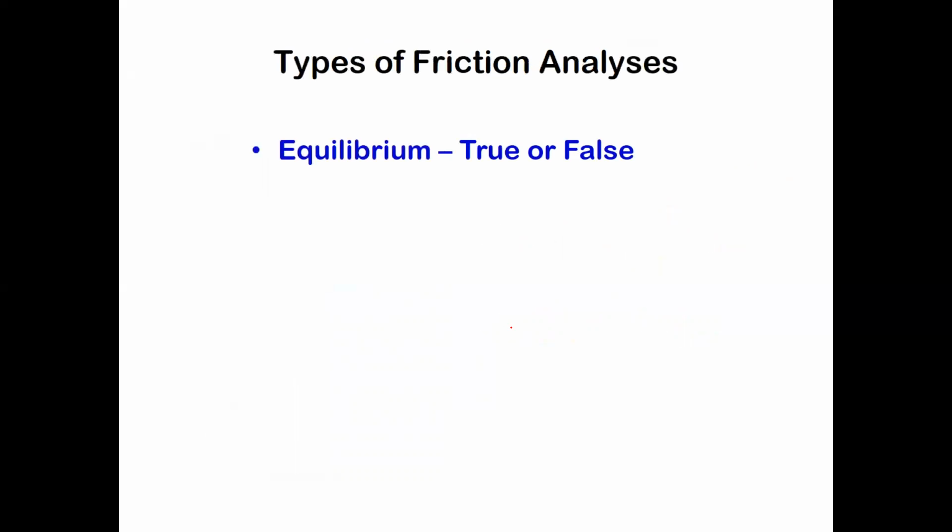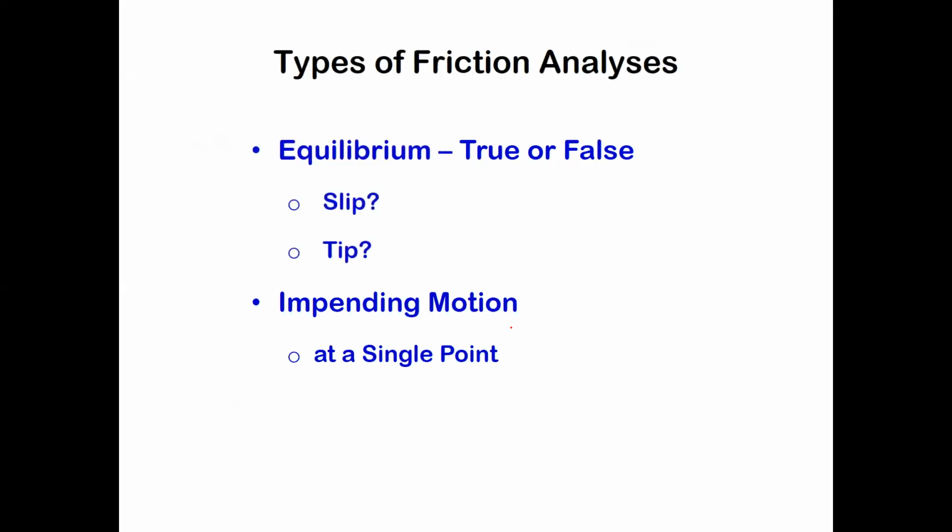So the kinds of analysis we're going to do, first we might have to know, is this body going to be in equilibrium under these circumstances? True or false? If it is going to move, is it going to slip first? Is it going to tip first? If you push a refrigerator from the top, is it going to tip over? Is it going to slide? Or what is the force of impending motion if this thing's going to move at a single point, or if there's multiple points where the thing can move? Which is the force that's going to make the whole thing start to move? It's at one of those points, or at some of those points, or at all of those points.